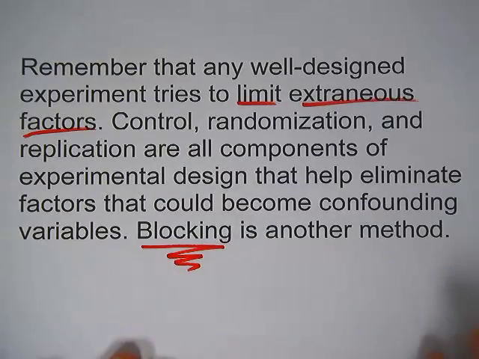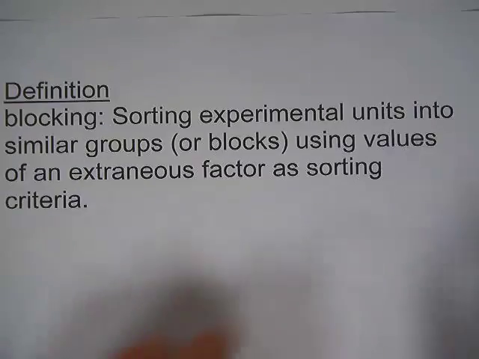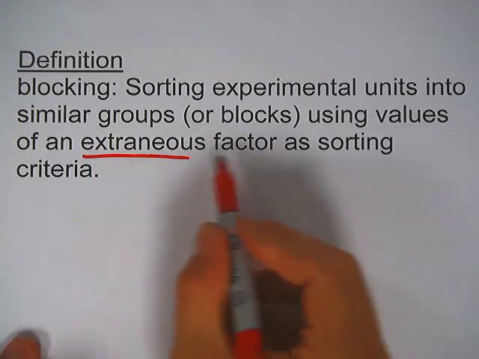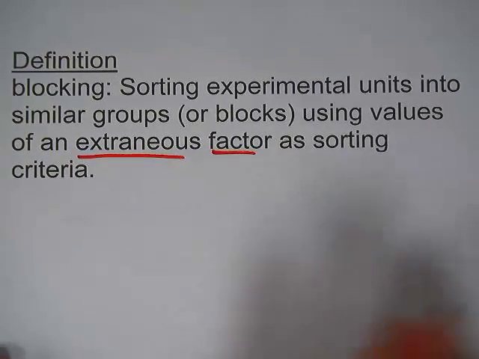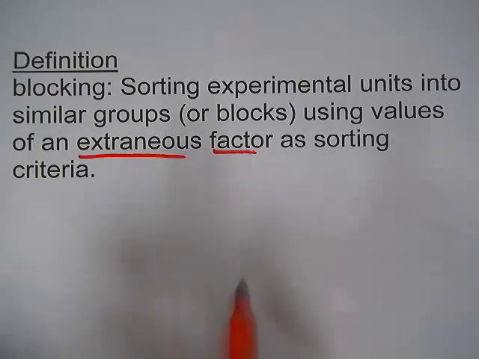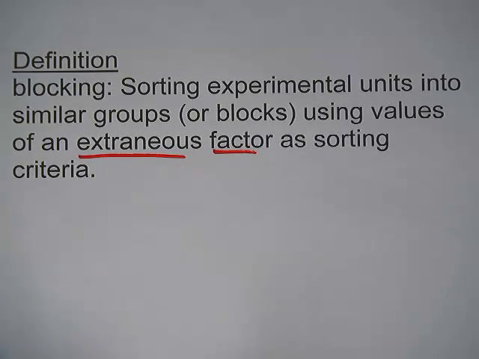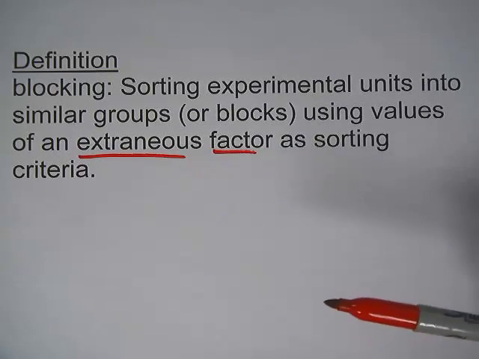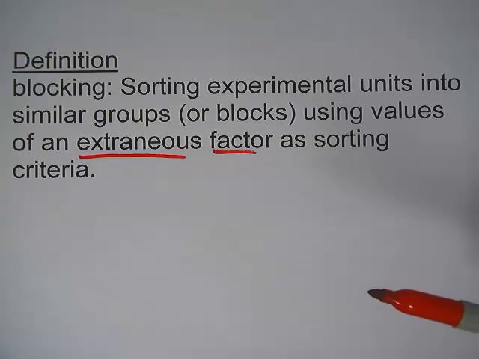Blocking is another method. So let's define blocking. Blocking is sorting experimental units into similar groups called blocks using values of the extraneous factor as sorting criteria. So you want to define what your extraneous factor is and then split that extraneous factor up into these blocks, these homogeneous groups, and then use those blocks within your experiment. Blocking in an experiment is pretty similar to stratifying a sample when you're dealing with an observational study.